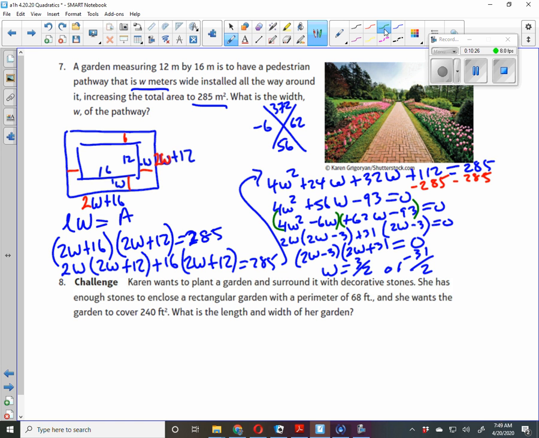All right, so we know that the path can't be negative. We end up with a width of 3/2 meters or 1.5 meters. And again, stop, take a look at the work, see how you did. We're going to stop for time's sake here. The challenge is again another quadratic, but in this case you have two answers. If you want to work it, 24 by 10 or 10 by 24, if that makes a difference. Good luck.